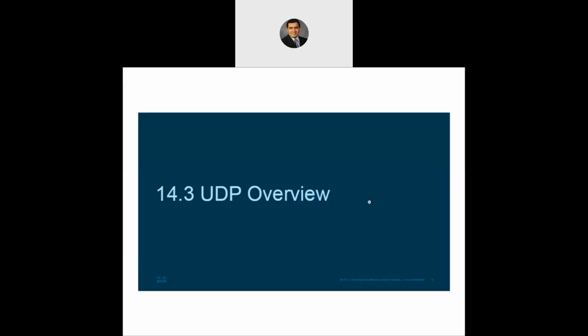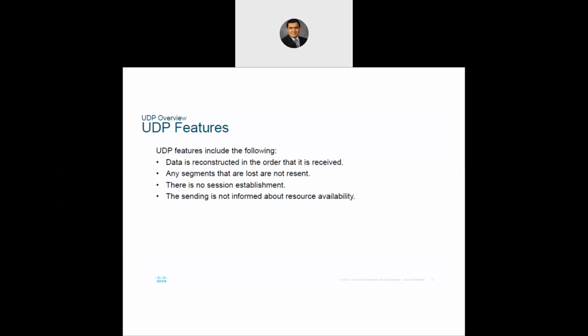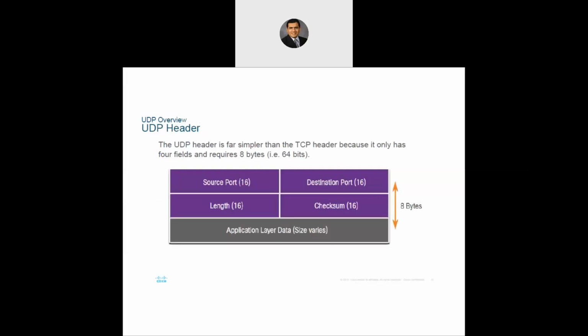What about UDP? Let's have a quick look. In UDP, data is reconstructed in the order that it is received. Any segments that are lost are not resent. It has to be fast. There is no session establishment. A UDP header is not as complicated as a TCP header. It's much lighter: source port, destination port, length, checksum. That's it. No acknowledgement over here.